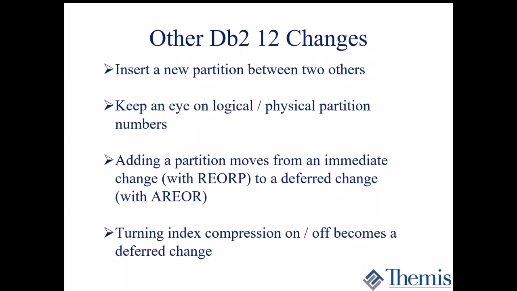All right, other Db2 12 changes that are mostly deferred. You can insert a new partition between two others in a partitioned tablespace. Previous to this, we could only insert new partitions at the end. Now you can put whatever limit key you want on it, and it will shift or stuff a new logical partition in between two others. Whenever you do that, the logical and physical partition numbers are going to get out of sync, which has the same kind of side effects as doing rotate partition. So handle with care.